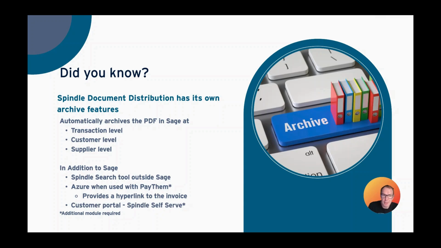If you wanted to take it a step further, then again, we've got that customer portal, which is called Spindle Self-Serve. Spindle Self-Serve will take all of your document management archive. So all of those documents you've sent out via Spindle document distribution, it will take that archive and make it available via a customer portal where customers can log in, get access to their account, see the statuses of orders, and also see the documents that relate to those orders. But the great thing about Spindle Self-Serve is you remain in control. So you decide what documents that customer can see, and even down to which customers have access to the portal in the first place.